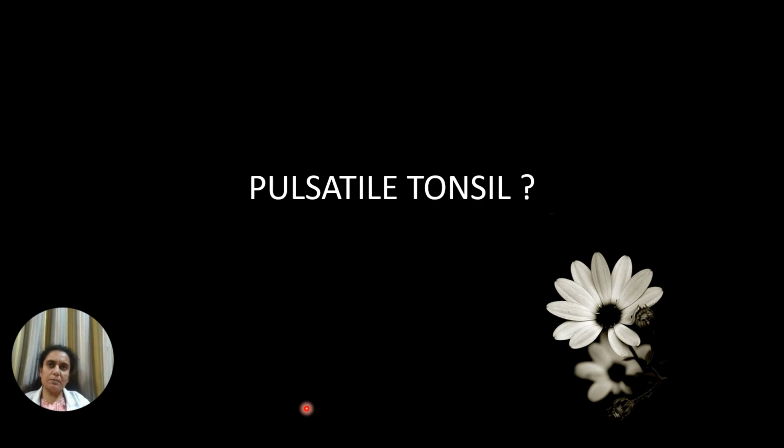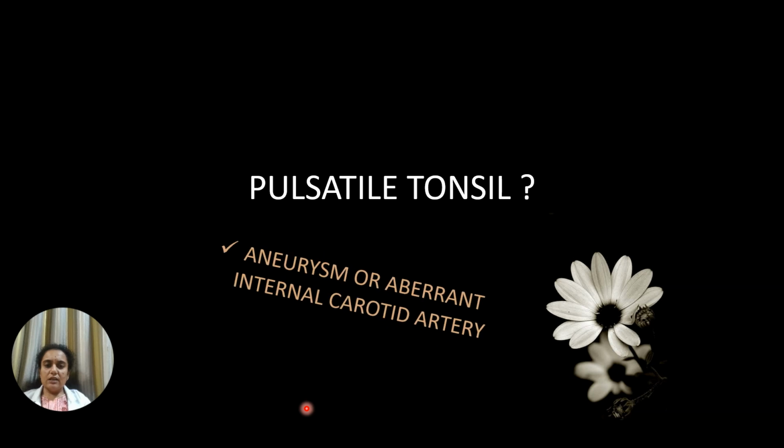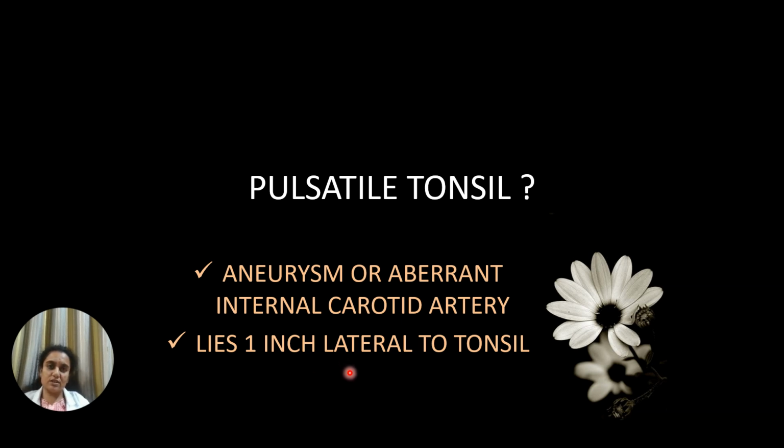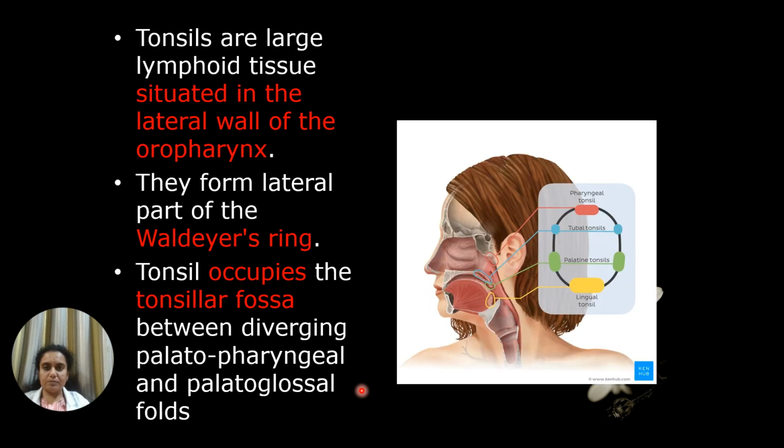Pulsatile tonsil. What is a pulsatile tonsil? One has to look whether the tonsil is pulsatile or not. This is because in cases of internal carotid artery aneurysm or an aberrant internal carotid artery, we can find a pulsatile tonsil. The internal carotid artery lies just 1 inch lateral to the tonsil. It's so close to it. So one has to keep this in mind.